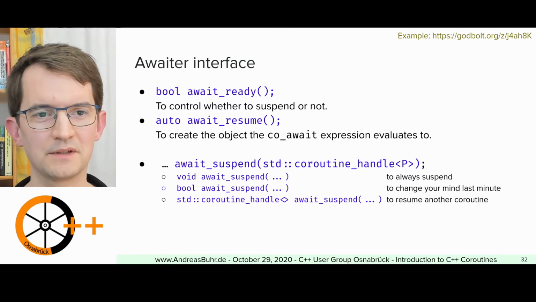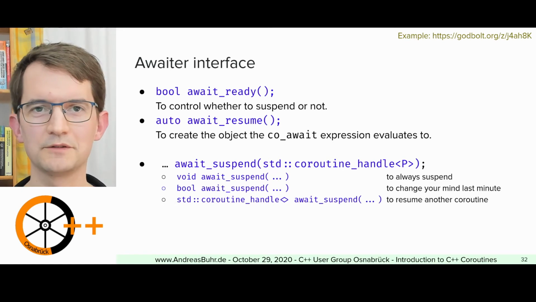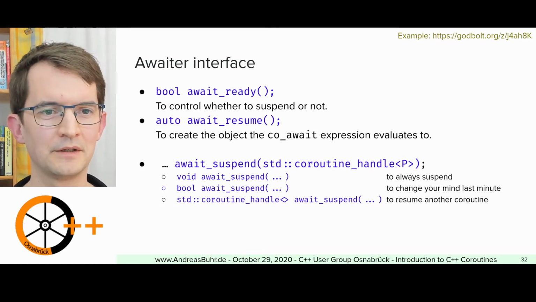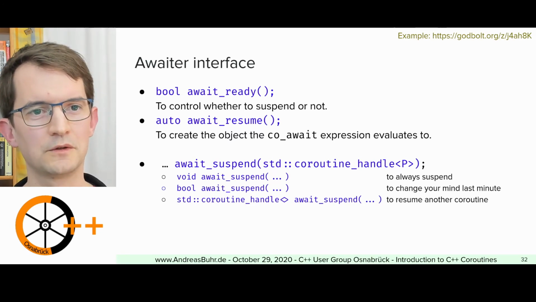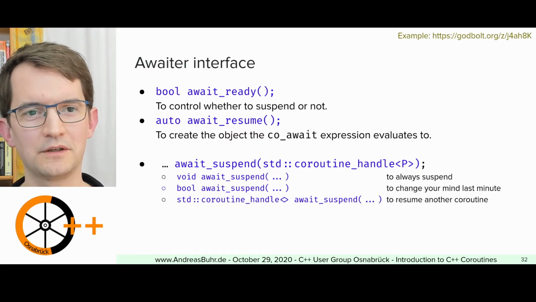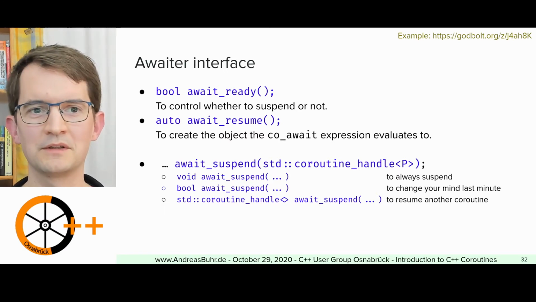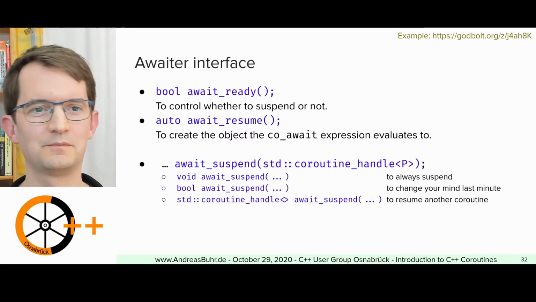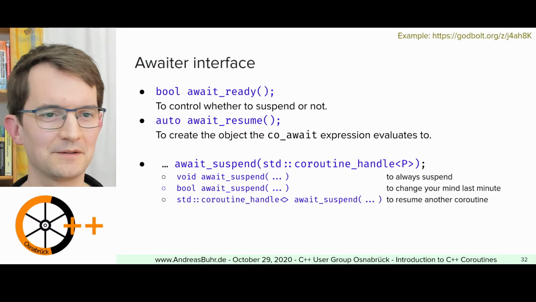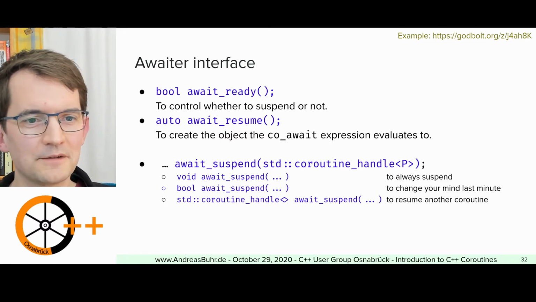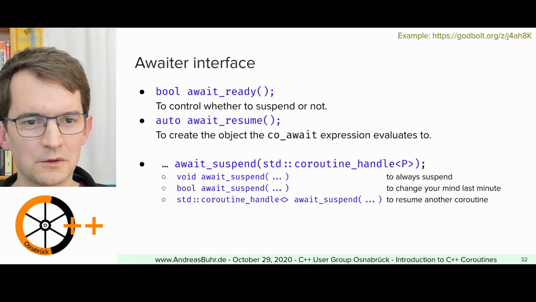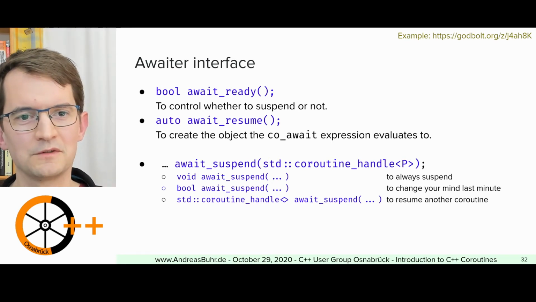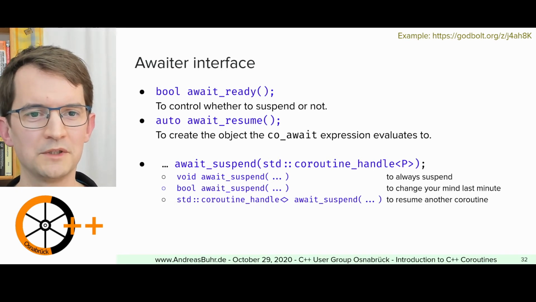There are 2 other variants. It can also return a bool. Then it can change its mind last minute. So if it returns false, the coroutine is not suspended but continues. So you call await_ready, it says, no, I'm not ready, I should suspend. Then you call await_suspend. It says, well, no, I changed my mind, I'm ready, and then the coroutine goes on. And then there is a third option, await_suspend can also return a coroutine handle, and in that case, control is not returned to the caller, but instead this other coroutine, which is represented by the coroutine handle, will be resumed.